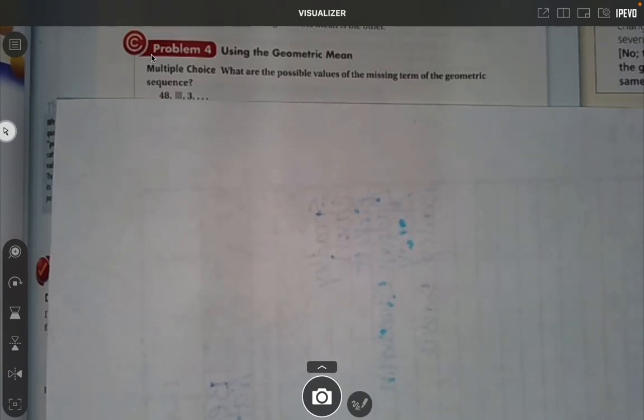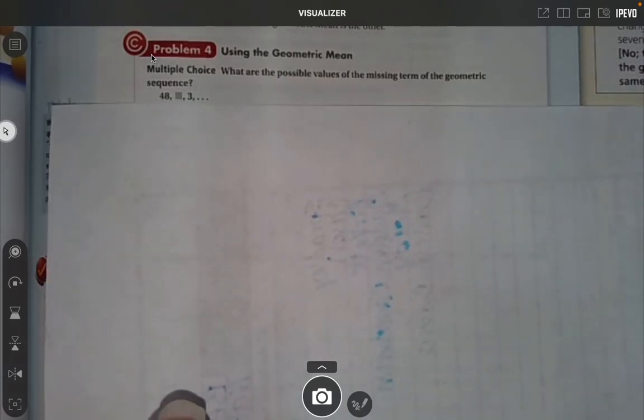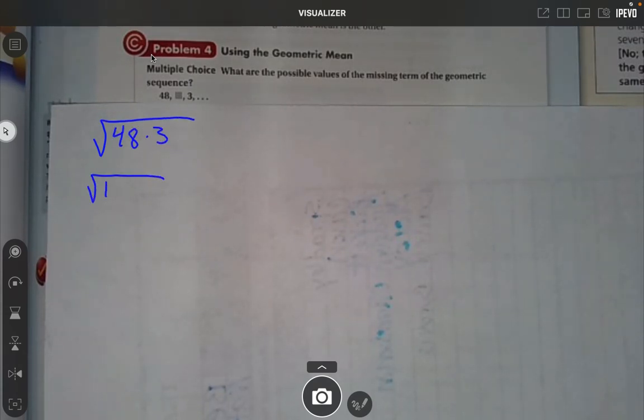So like on this one, I don't know if y'all can see that or not. It's 48 and 3. And it says, what are the possible values of the missing terms? Why does it say possible values? We'll get to that in a second. So what's 48 times 3? 144. So the square root of 144, which is 12.